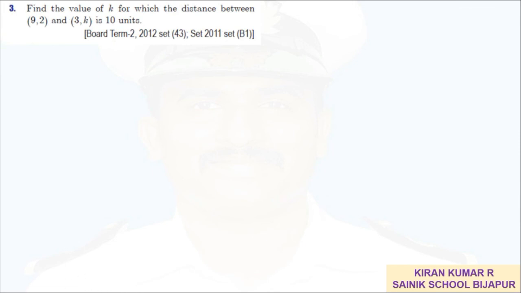Next, higher order thinking skill question. Find the value of k for which the distance between (9, 2) and (3, k) is 10 units. There is something called the distance formula which you are going to learn in the next chapters.